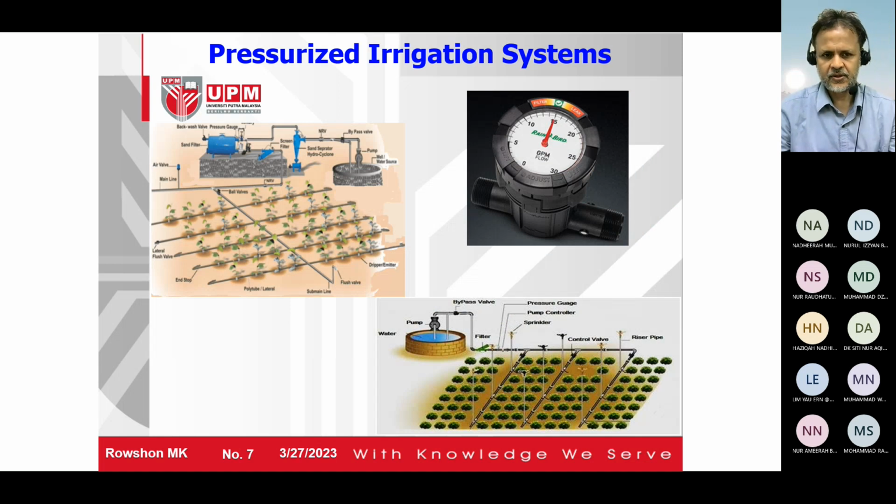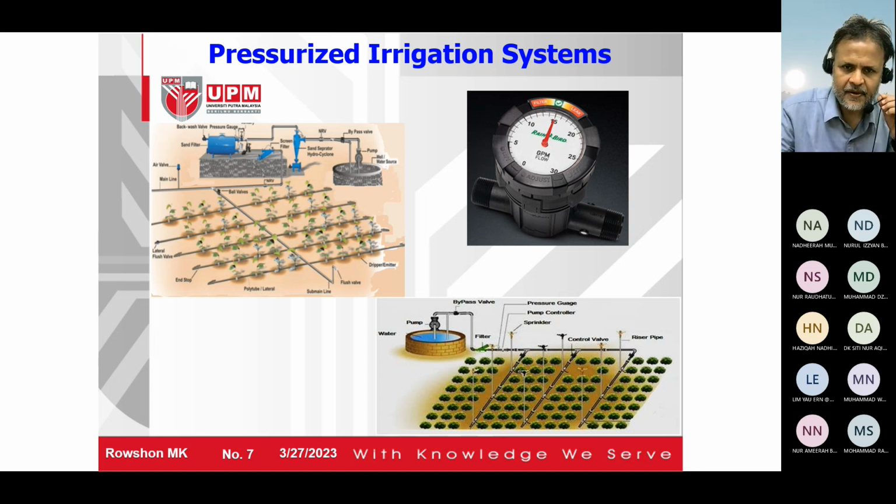Now I come to the pressurized irrigation system components. I discussed them when I discussed sprinkler irrigation, so maybe I will not discuss them again. A pressurized irrigation system is actually micro irrigation and sprinkler irrigation, these two. Today our topic is micro irrigation. Micro is like this and sprinkler is this. Now you can see the differences. The difference is not much actually. I use almost the same pictures.